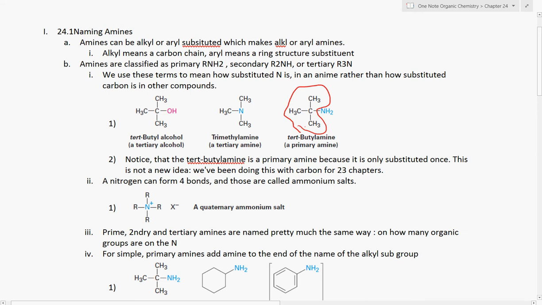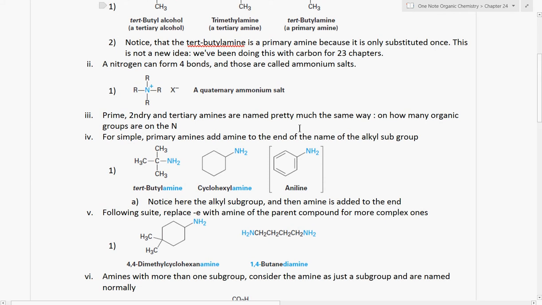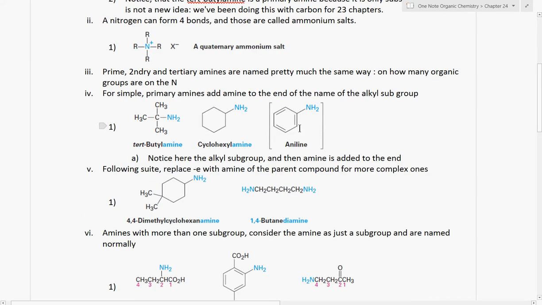A nitrogen can also form four bonds, and that's called an ammonium salt. You'll never see those. Primary, secondary, and tertiary amines are named pretty much the same way, based on how many organic groups are on the nitrogen. So for simple primary amines, add amine to the end of the group, and you'll find your parent alkyl group, and then name it. So tert-butylamine, like we already looked at, is primary, and you've got a tert-butyl attached to it. Cyclohexylamine, of course, you've got your cyclohexane, and then aniline.